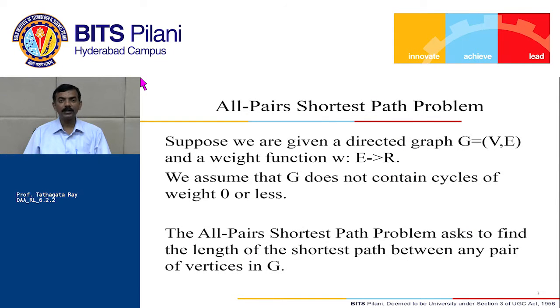So let's reiterate what the problem is. Suppose we are given a directed graph G with vertex set V, edge set E, and a weight function W, which is a function from the set of edges to R. That means corresponding to every edge there is an associated weight. We assume that the graph G does not contain cycles of weight 0 or less, that is, negative weighted cycles.